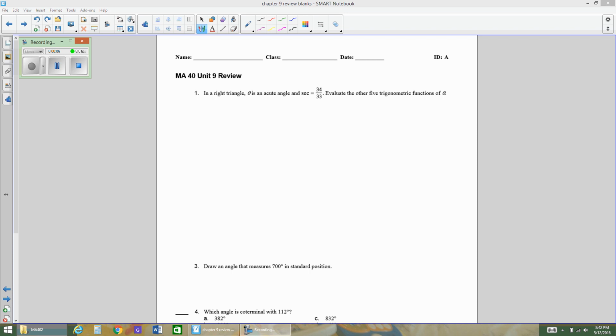So this is Algebra 2, and we are in Chapter 9 in the Big Ideas Math textbook, which is all about trig functions. It says in a right triangle, theta is an acute angle, and secant is equal to 34 over 33. Evaluate the other 5 trig functions of theta. Alright, so the first thing you need to do is draw a triangle.